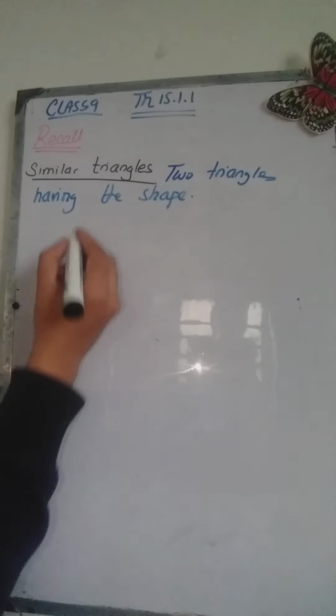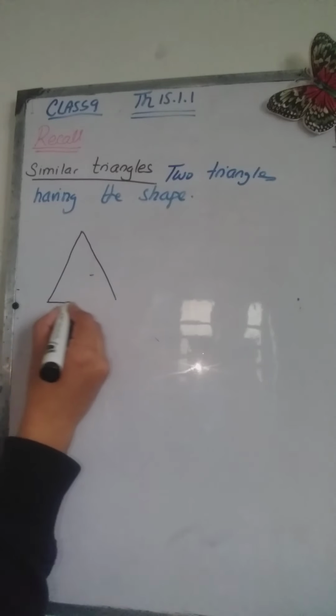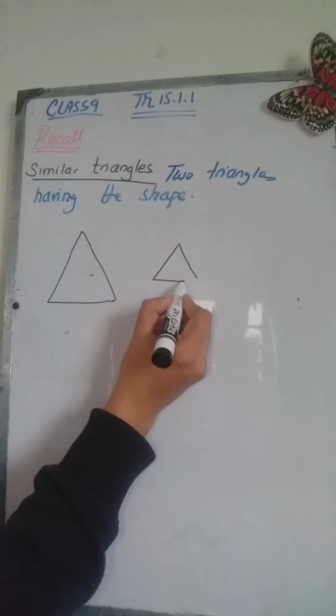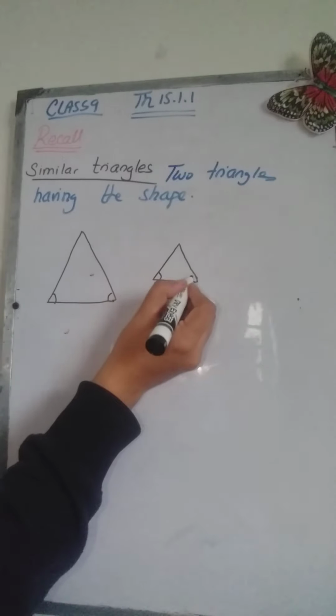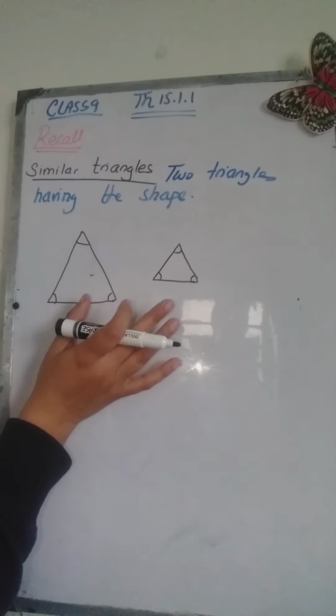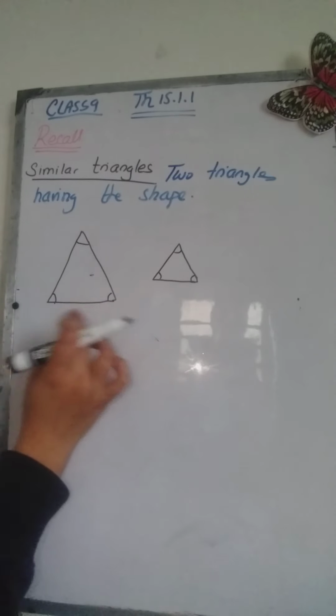For example, if I take this triangle, and let me draw one more triangle which has the same shape. Now the shape of the triangle is determined by its angles. So if the angles of two triangles are the same, then the shape is always the same.